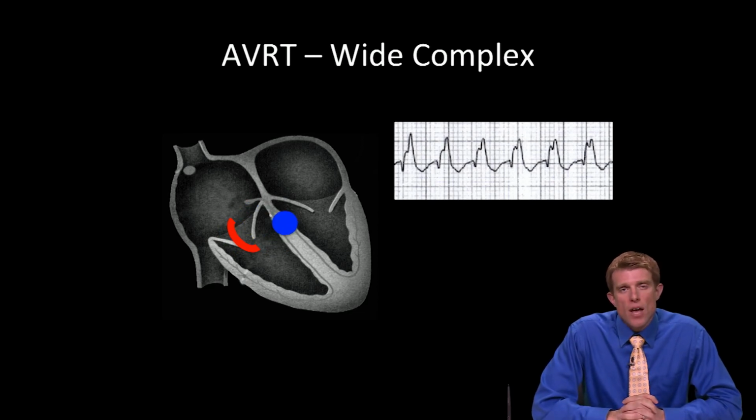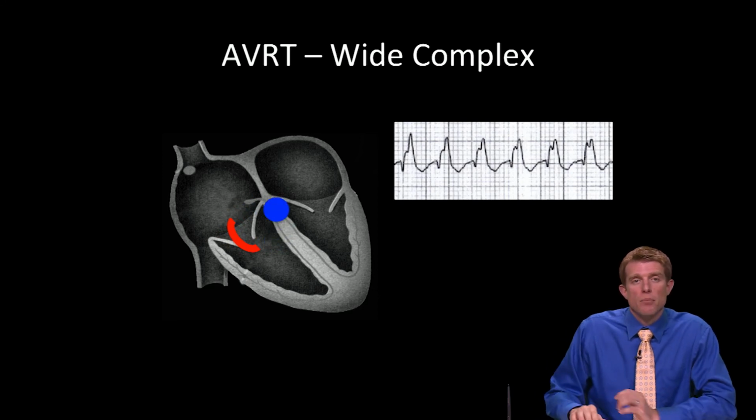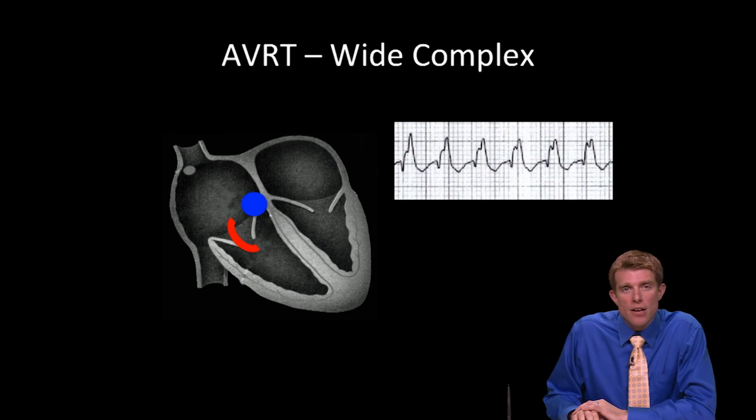Now you can also have AVRT, wide complex, as we said. The vast majority of SVT, or supraventricular tachycardias, are narrow complex. They're either AVNRT or AVRT narrow complex. But you can have AVRT wide complex as well. And here's how that occurs.